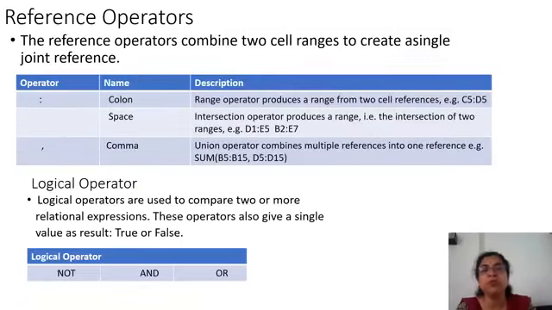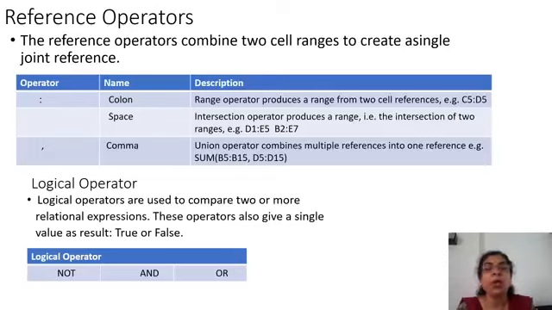Furthermore, reference operators. The reference operators combine two cell ranges to create a single joint reference. Colon, two dots vertically, is called a colon. The range operator produces a range from the two cell references, for example C5:D5. Space is the intersection operator, which produces a range that is the intersection of two ranges, for example D1:E5 and B2:E7, with a space in between. Comma is the union operator, which combines multiple references into one reference. Example, =SUM(B5:B15,D5:D15). That is the sum of this column range and this column range, separated with a comma.